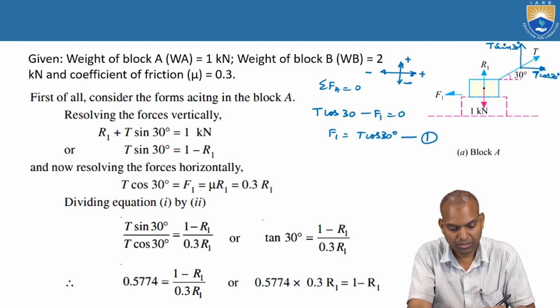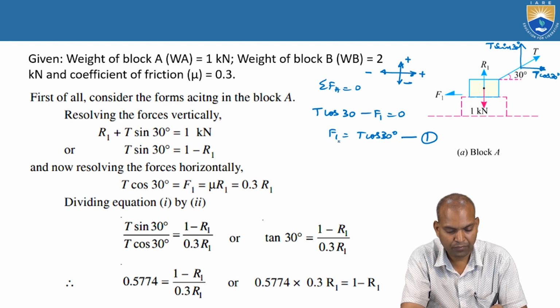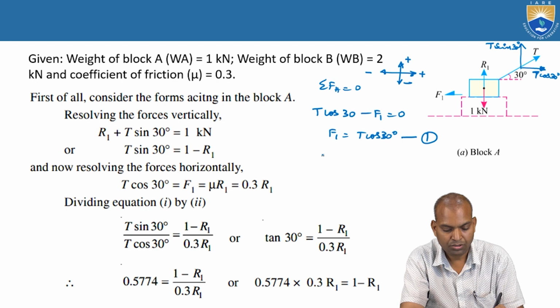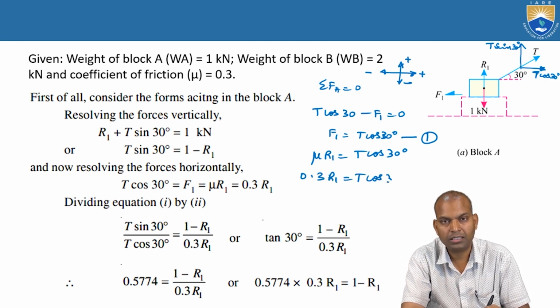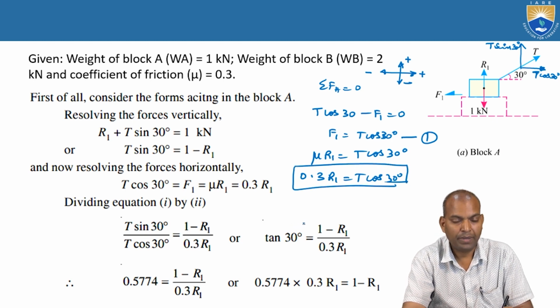Now what is our next step? Substitute F1 equal to mu times R1. So mu times R1 equals T cos 30 degrees. What is the mu? 0.3 times R1 equals T cos 30 degrees. This is one relation.